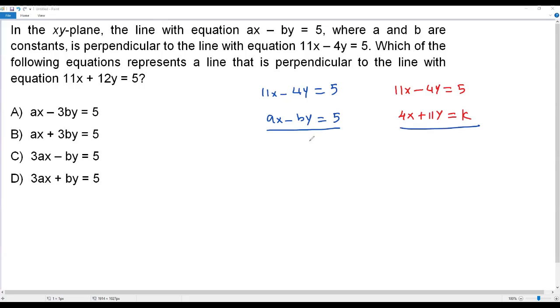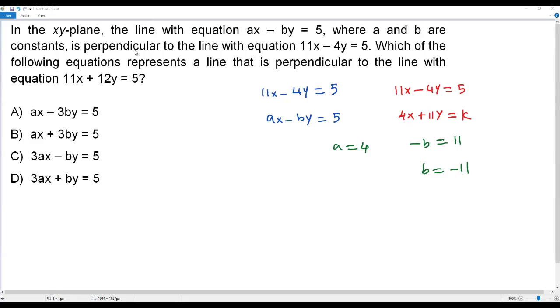Since these two lines are parallel, the coefficient of x here is a, and the coefficient of x here is 4. So they must be equal, that is a = 4. The coefficient of y here is -b, and the coefficient of y here is 11. To solve for b, we can multiply both sides by -1. Multiplying -b by -1 gives b, and multiplying 11 by -1 gives -11. So I got a = 4 and b = -11. According to the question, we have to find the equation of the line which is perpendicular to this one.